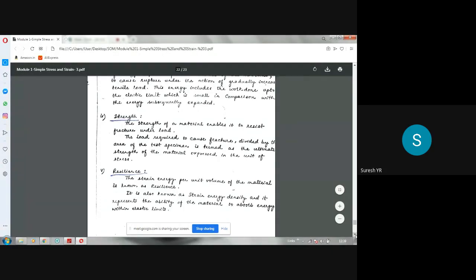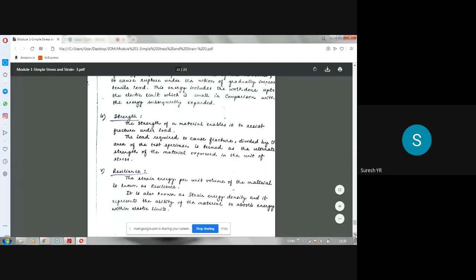The load required to cause fracture divided by the area of the test specimen is termed the ultimate strength of the material, expressed in the unit of stress. That's what I explained in the stress strain curve of mild steel. Ultimate strength is the highest value of the stress that the material can take.